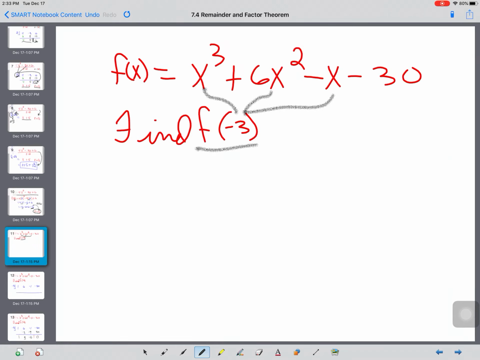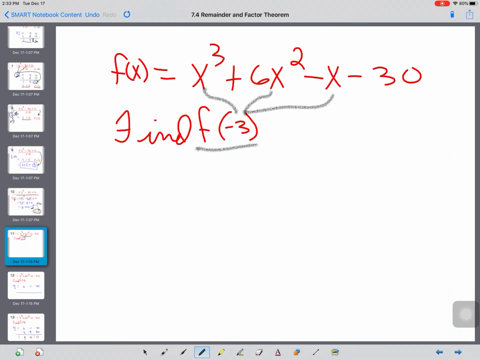So take the coefficients 1, 6, negative 1, negative 30, write them down. That's what's right here. I'm going to divide by negative 3. So follow the process like I did before. Bring down the 1. 1 times negative 3, write it in the next column, add them up. 3 times negative 3, add them up. Get negative 10. Negative 10 times negative 3, positive 30. And in this case, the remainder is 0.